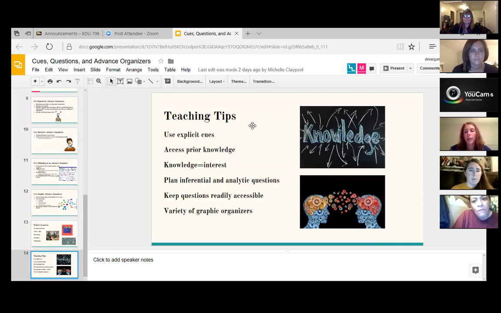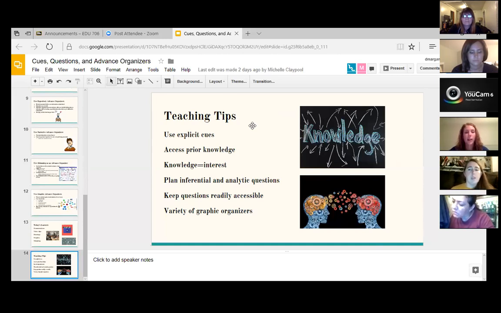The more knowledge that they have about a topic, the more interest they're going to have in it and the more engaged they're going to be in the lesson. And planning out those inferential and analytic questions that you're going to ask them, not just thinking that you'll be able to think of them on the fly and remember them, but sitting down and actually planning out what question you're going to ask and when in the sequence of the lesson that you want to ask it. And then keeping those questions handy, so you're not just flying by the seat of your pants, but you're using those questions that you planned in an intentional way.